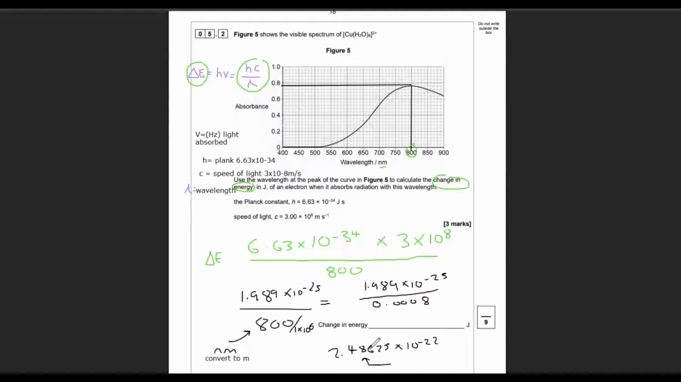We're going 3 sig fig because we're at A level, so as that 6 is bigger than 4, we're going to put it to 2.49 times 10 to the -22 joules, and that's going to get us all of the marks for that one. And that's the end of the question.